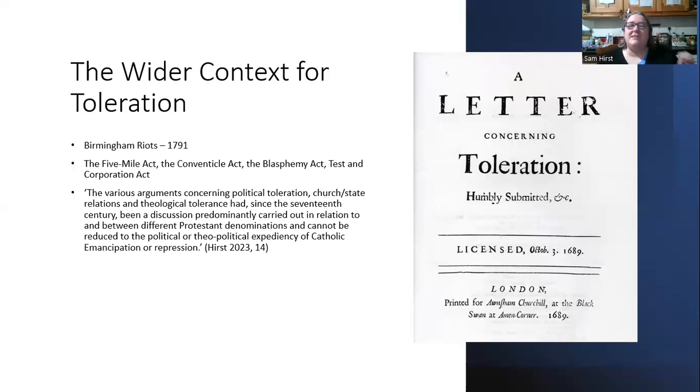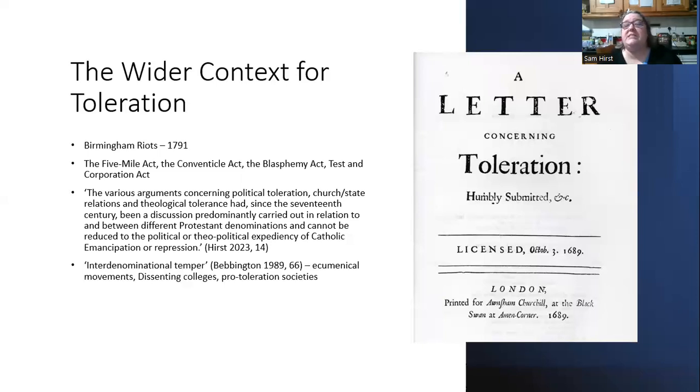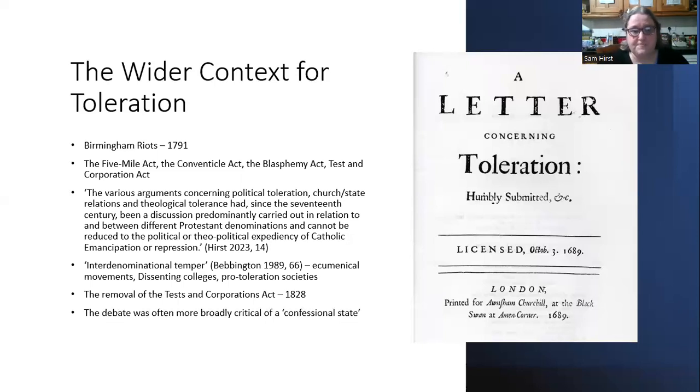It's also worth noting that the various arguments concerning political toleration, church-state relations, and theological tolerance had since the 17th century been a discussion predominantly carried out in relation to and between different Protestant denominations. And so it cannot be reduced to the political or theopolitical expediency of Catholic emancipation or repression. Indeed, during the time, there was an increasing interdenominational temper with ecumenical movements, collaborations in dissenting colleges, and pro-toleration societies, all leading up to the removal of the Test and Corporation Acts. And you might note that the date there is only one year earlier than Catholic emancipation. So these toleration journeys are happening together during this period.